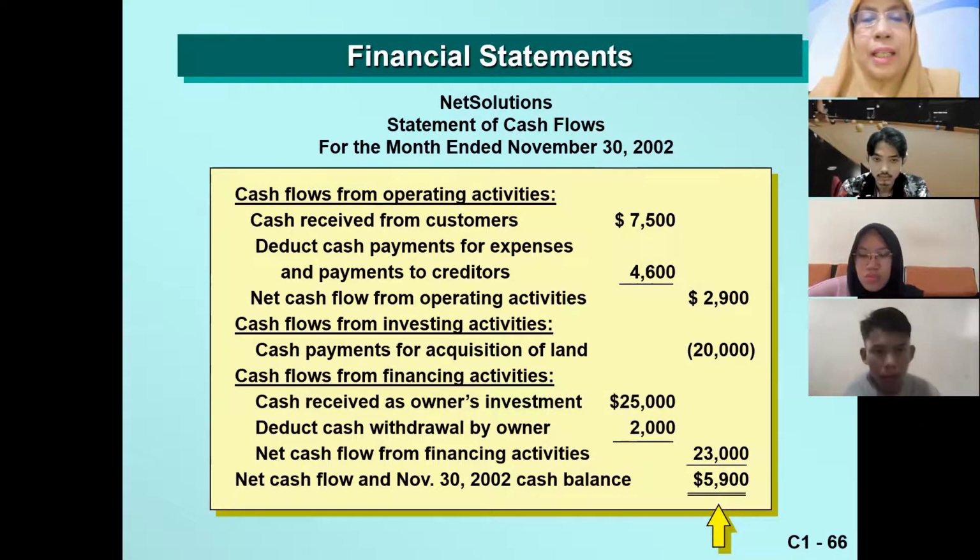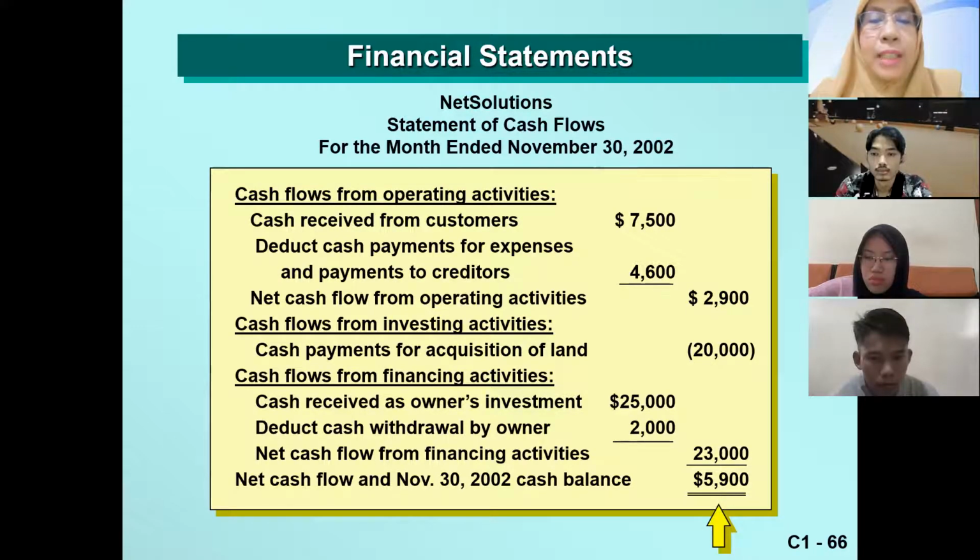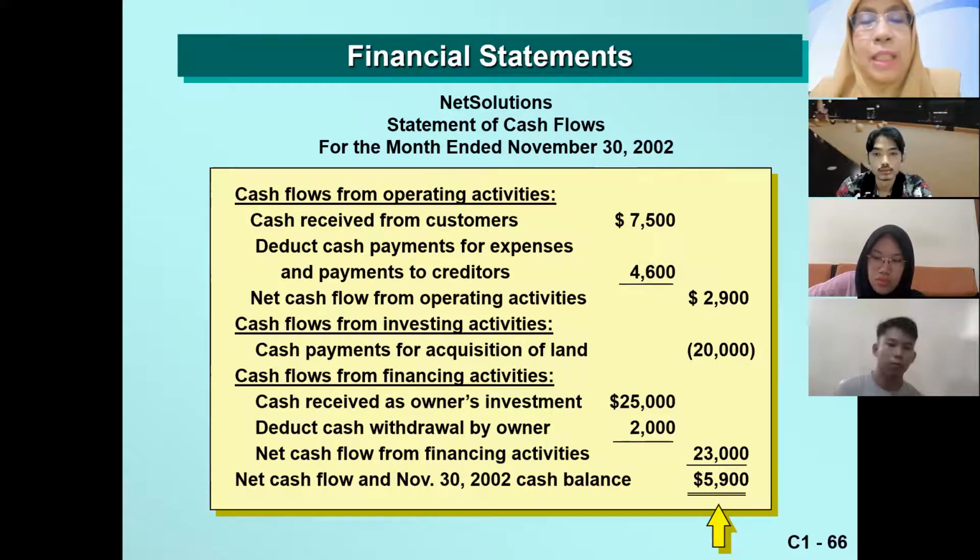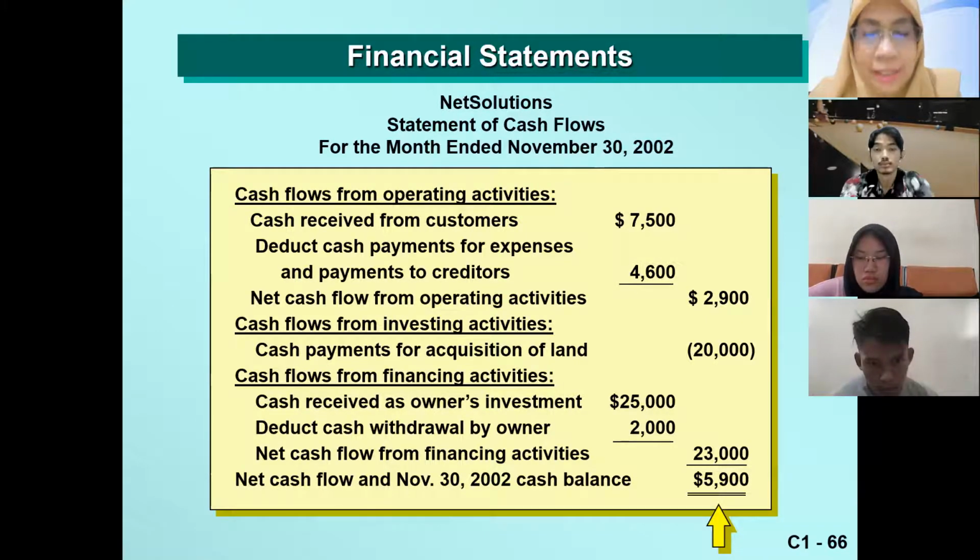Okay, the last one is the statement of cash flow. In the statement of cash flow, we can see where the money comes from and for what activity we use the cash. So we have to divide cash flow into three activities: operating activities, investing activities, and financing activities. Operating activities are related to receiving money from revenue and paying expenses. Investing activities are related to investments that the company conducts. And then the third one, financing activities, related to investment.